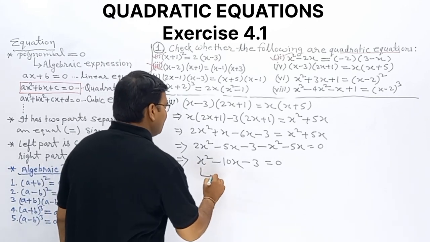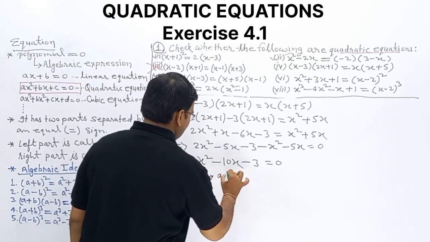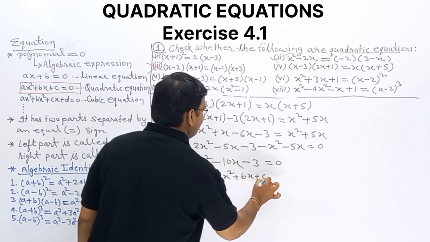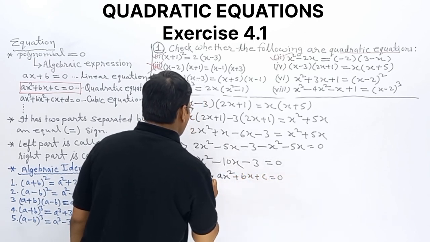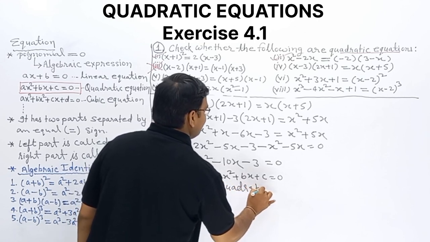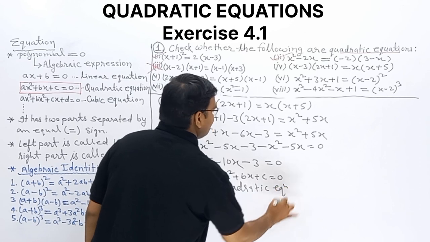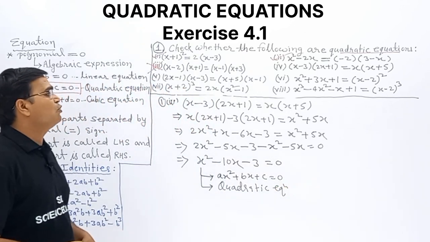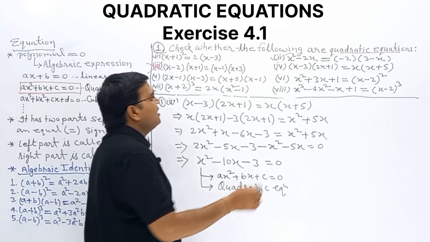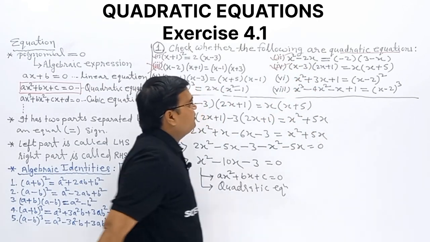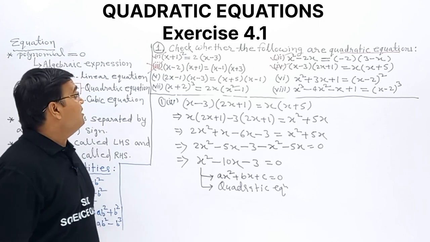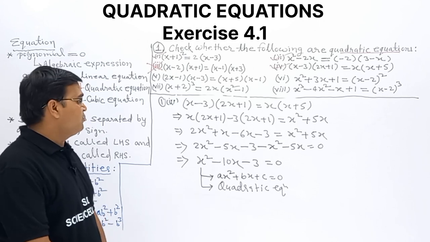Now this one is what? In the general form of quadratic equation, ax square plus bx plus c equal to 0. So what we can say? This one is what? Quadratic equation, no doubt at all. So question number 4 is what? Quadratic equation. Question number 1 is the quadratic one, second one is the quadratic one, fourth one is also quadratic equation, but third one is not a quadratic equation.